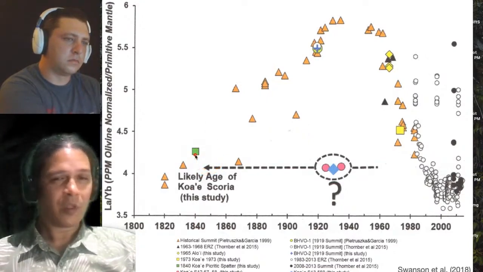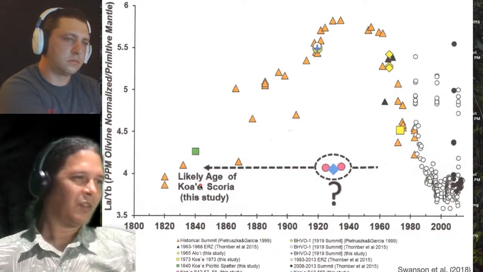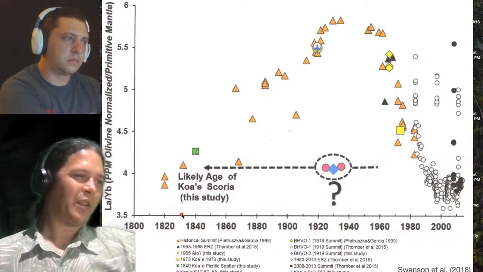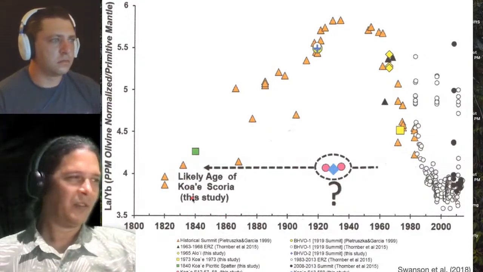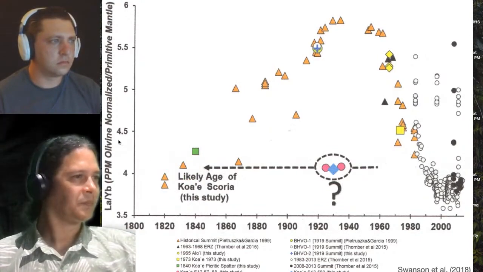1840, there was an eruption with a lot of movement. 1868, there was an eruption. You know, somewhere maybe 1832, there was an eruption. There was a whole bunch of activity through here that they could possibly correlate.